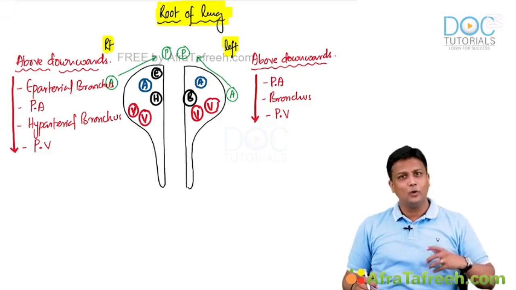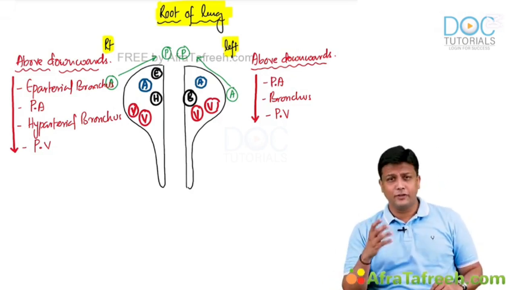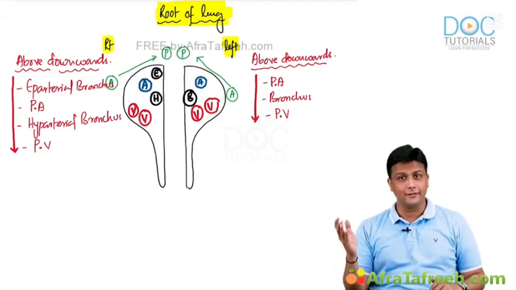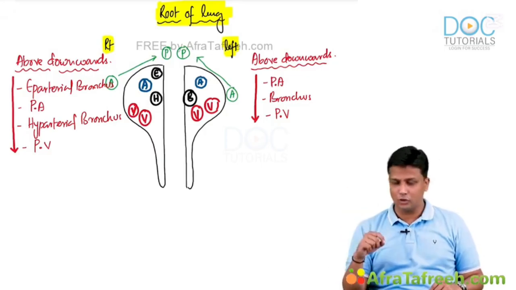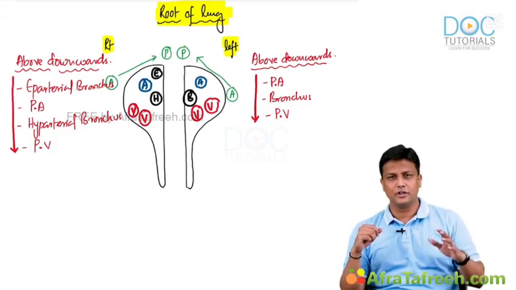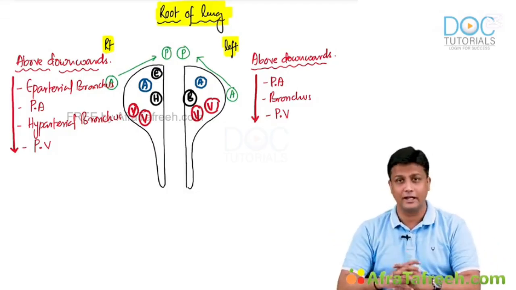Achha, by the way, how will they ask you the question in this topic? They'll ask, which of the following structures is the superior most in the root of the right lung? They'll give you 4 options. In the root of the right lung, the superior most will be the eparterial bronchus, the uppermost one. Similarly, which of the following structures is the inferior most in the root of the left lung? Inferior most will always be the pulmonary vein.